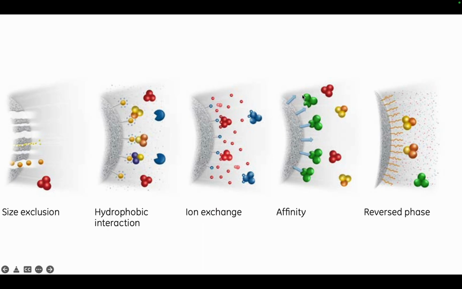So basically, our protein, which is this green thing here, is binding specifically to this triangular ligand here. And that's why it is getting stuck on the column. And all of these other proteins don't have that binding site. And hence they will just flow through this column without getting stuck on the matrix. Okay, that is the basic principle of affinity chromatography.